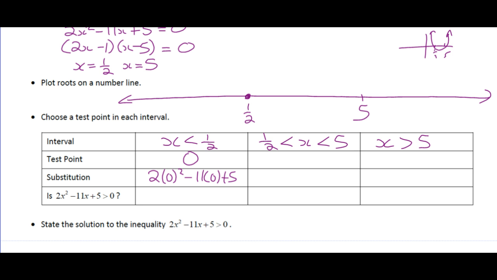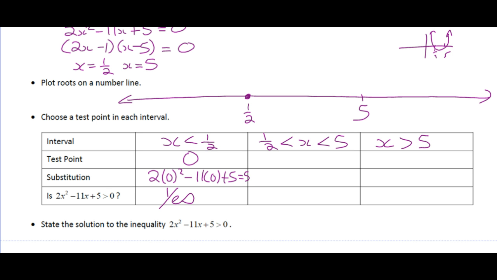Gives us 5, right? Equals 5. Is 2x squared minus 11x plus 5 greater than 0 in this interval? Yes. So for any value of x that you put in that is less than a half, you will get a positive number, right? That corresponds to this graph. You can see it on the graph, right?